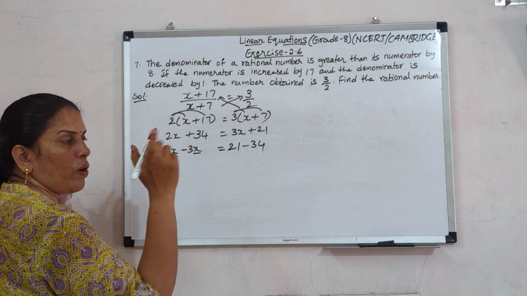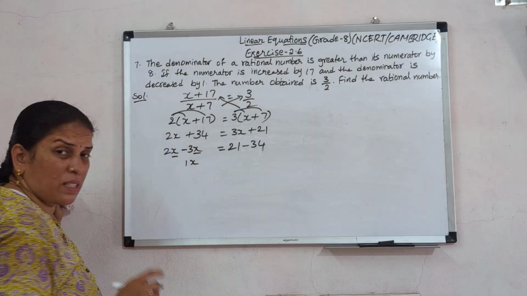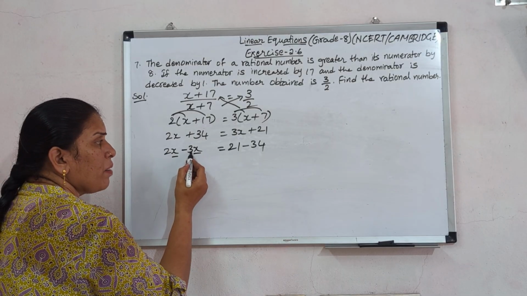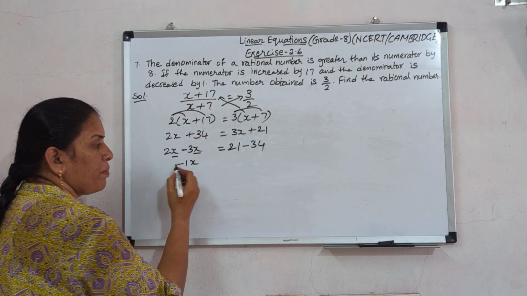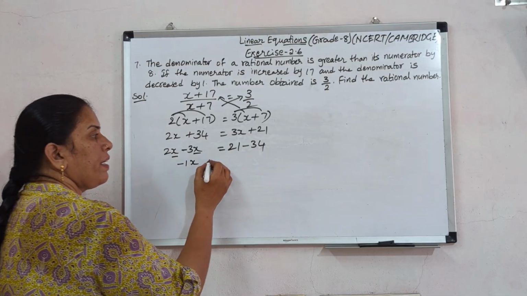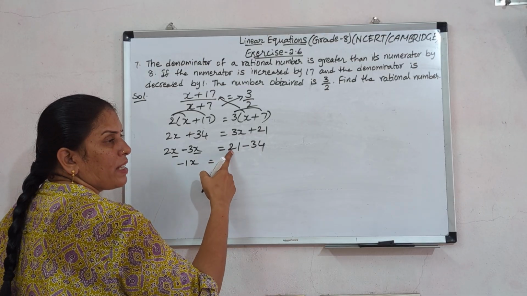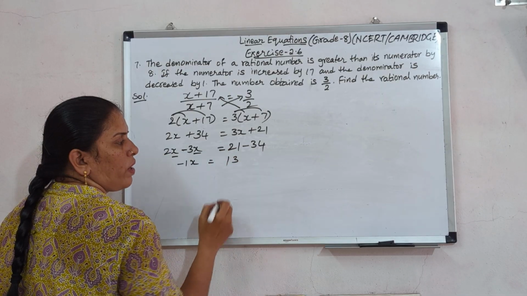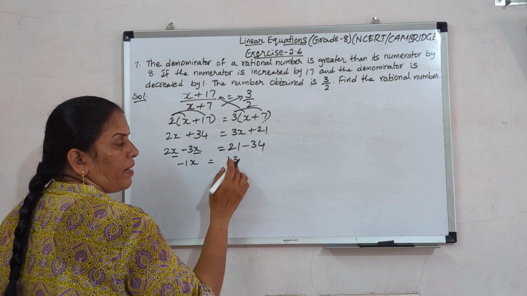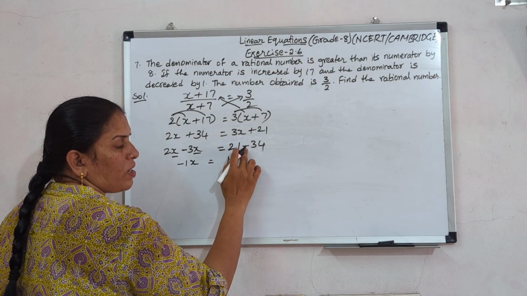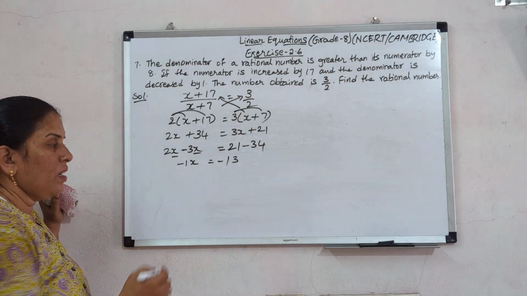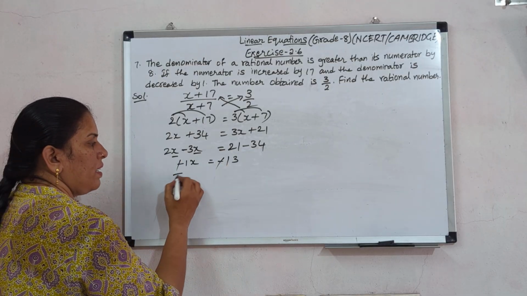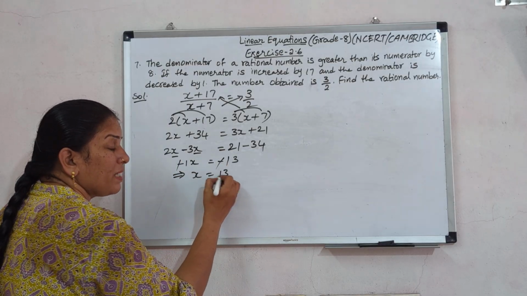3 minus 2 is 1, 1x. But the greater number is 3, and 3 is having the minus symbol. So, minus 1x equal to 34 minus 21. 4 minus 1 is 3, 3 minus 2 is 1. Which is greater? This number is greater. For this what sign is there? Minus is there. Minus and minus will cancel. Implies x is equal to 13.